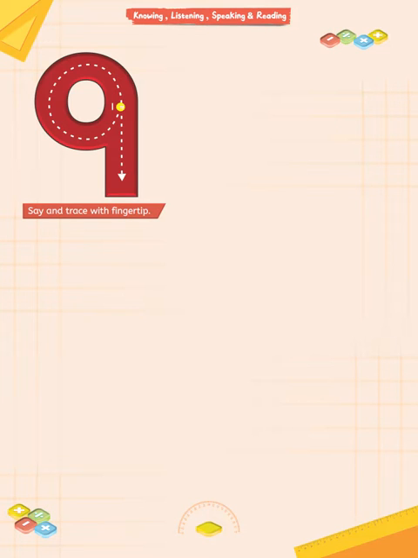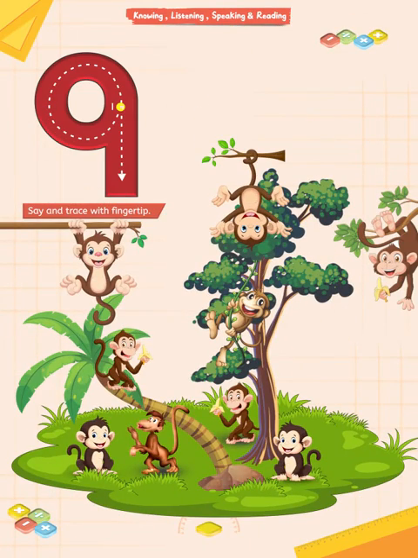9, 9, 9. What do you see on this page? Yes, you are right. 9 monkeys. That's good.